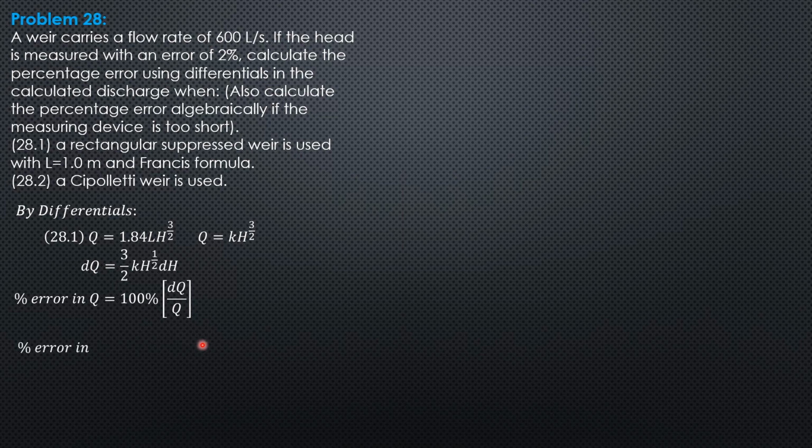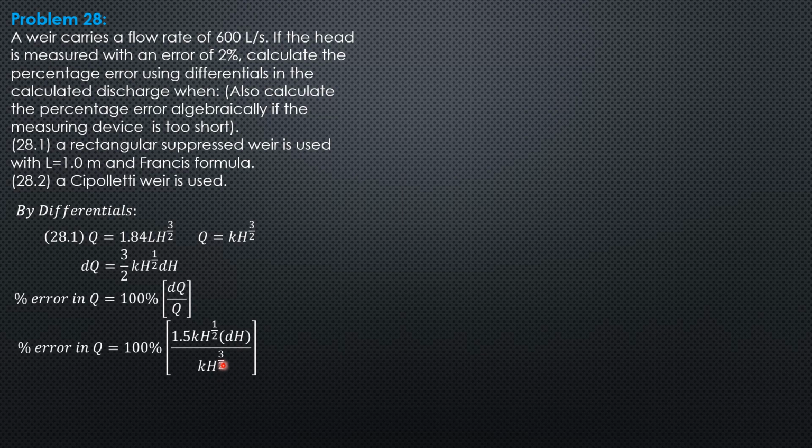Substitute. Percent error in Q is 100% times quantity 3 halves or 1.5 of K H to the 1 half dH over Q, which is K H to the 3 halves. So 100% times 1.5 is 150%. We can cancel K. We can cancel H to the 1 half. So what is left here is dH over H.